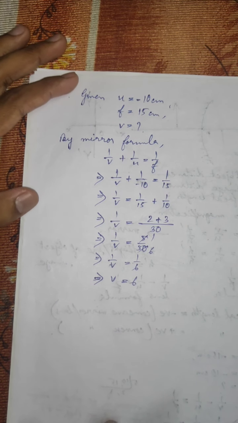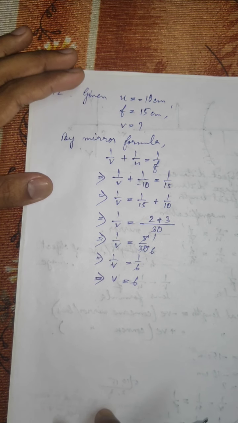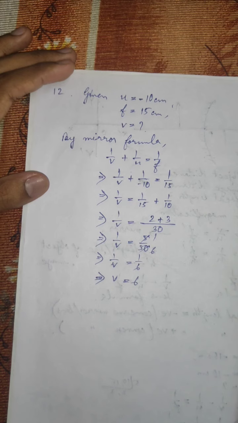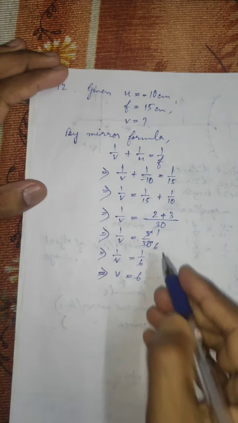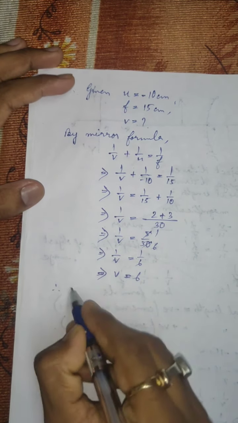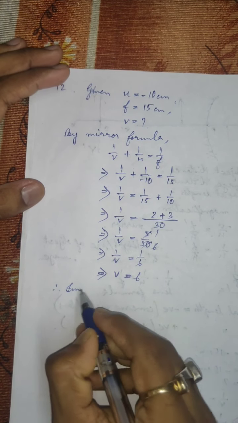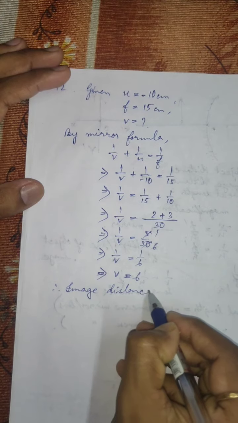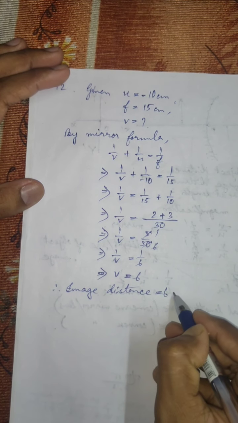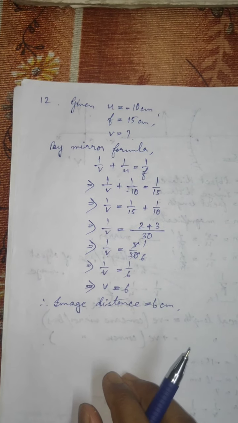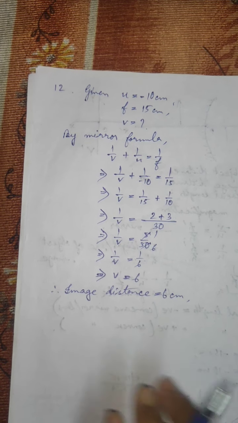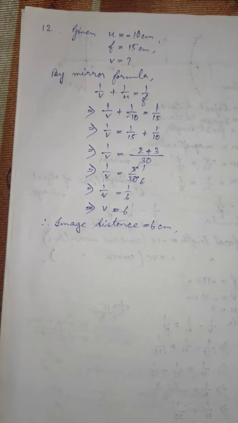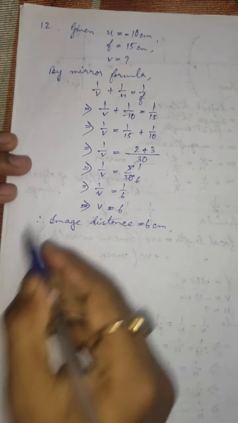So it is a convex mirror. In case of convex mirror, the image is virtual and erect. It is formed on this side, so it is positive. So the value is correct. Therefore image distance is equal to 6 centimeter. Okay. Now we have got the position. Now we have to find the nature of the image. To find the nature, we have to take the help of magnification, as I showed you earlier.